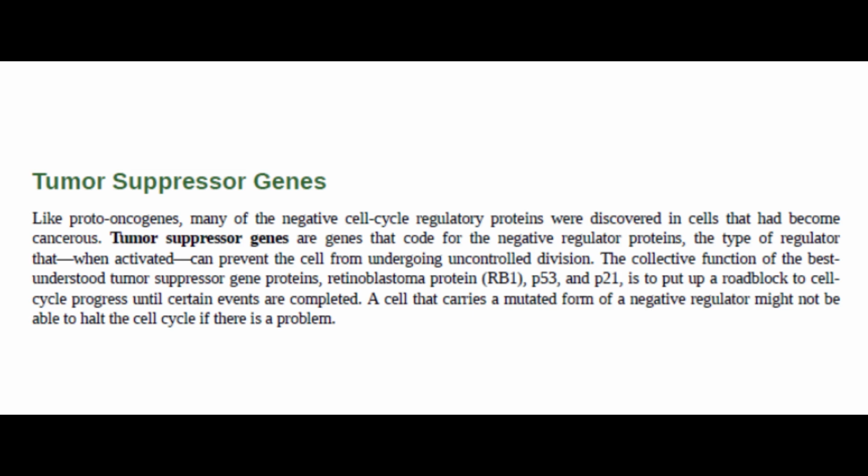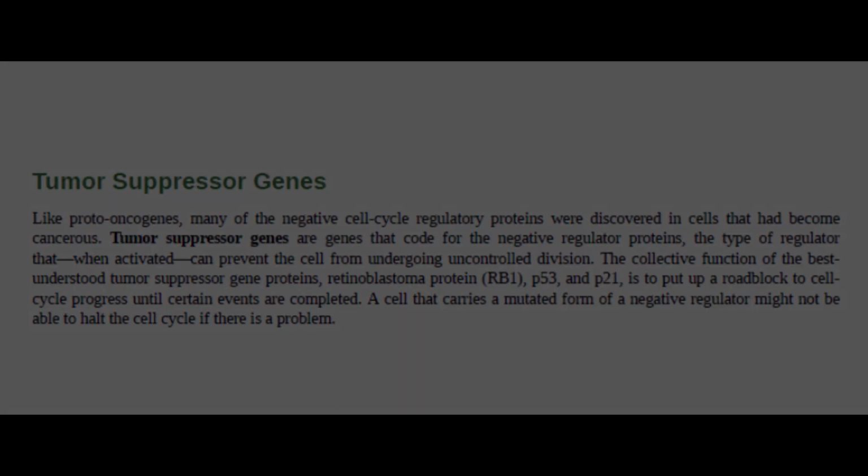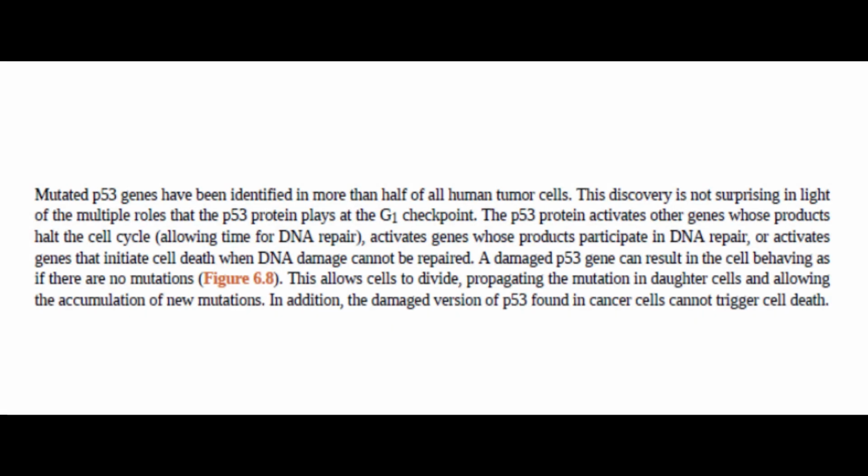The collective function of the best understood tumor suppressor gene proteins, retinoblastoma protein, or RB1, P53, and P21, is to put up a roadblock to cell cycle progress until certain events are completed. A cell that carries a mutated form of a negative regulator might not be able to halt the cell cycle if there is a problem. Mutated P53 genes have been identified in more than half of all human tumor cells.